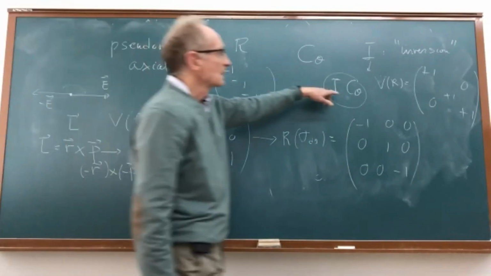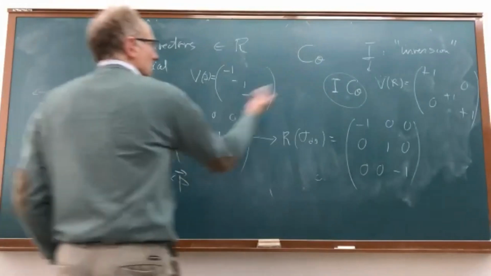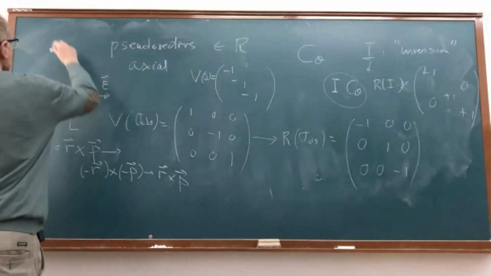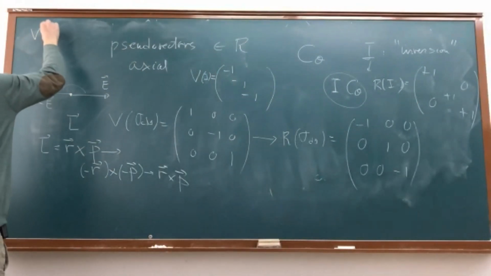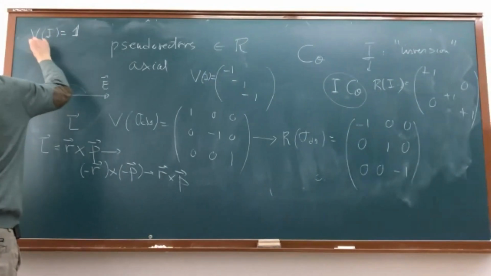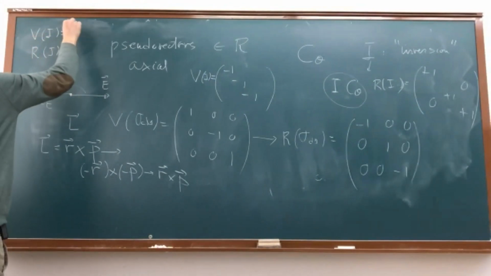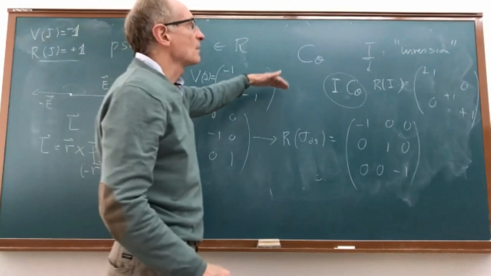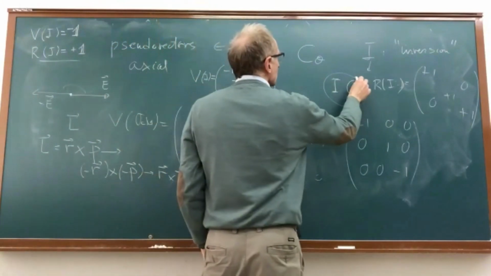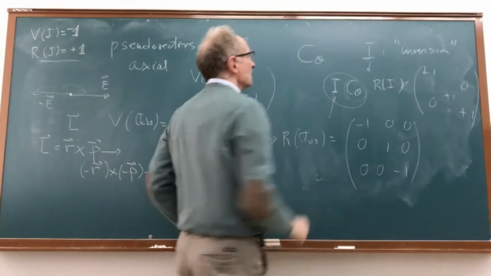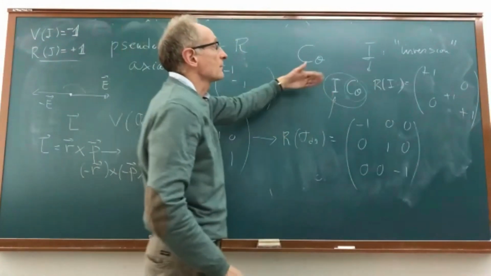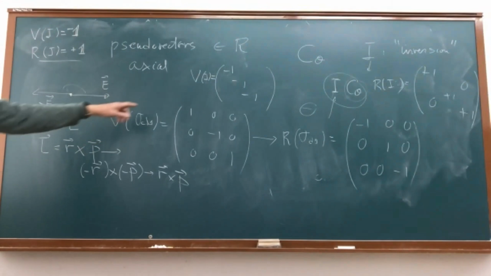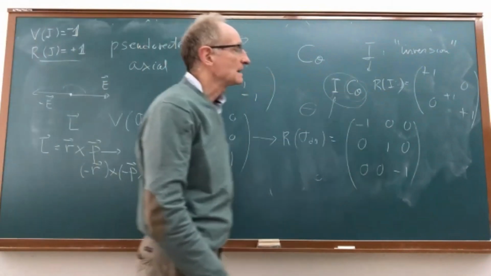Pseudovectors: V of the inversion is just the identity. So the rule is V of the identity is 1 for vectors, and for pseudovectors, plus 1. Now, since any improper operation is always the product of a rotation times the inversion, this means that relative to proper operations, I just have a relative minus sign. Is that clear? So immediately, I have to flip this. And that's the general rule.